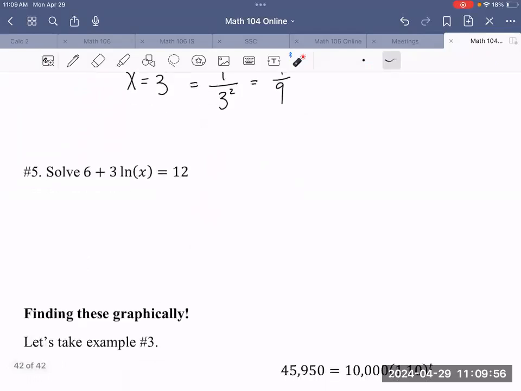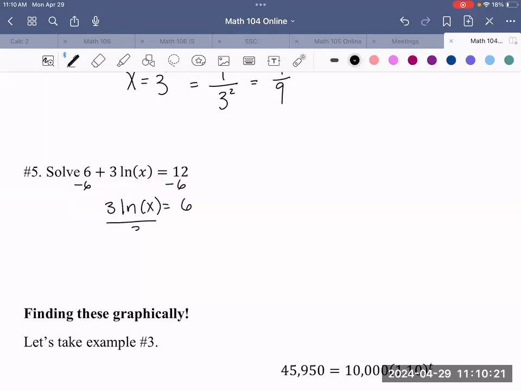Let's try it one more time here. So is your natural log all alone? No, it is actually twofold. We don't want to divide by your coefficient yet unless you're willing to divide all of your values by 3. Otherwise, we can go ahead and subtract the 6 to get 6 and then go ahead and divide.